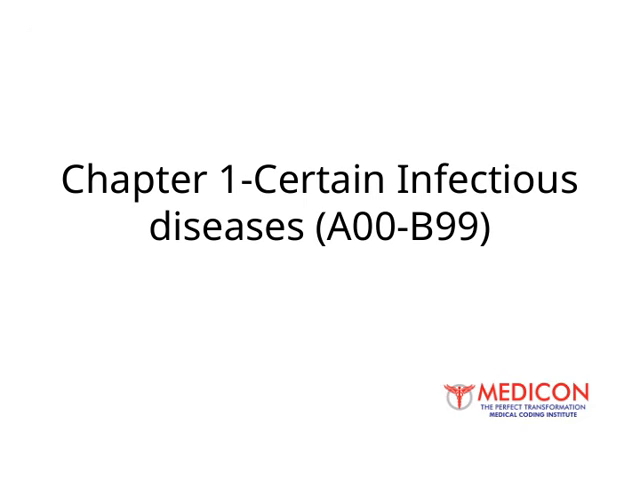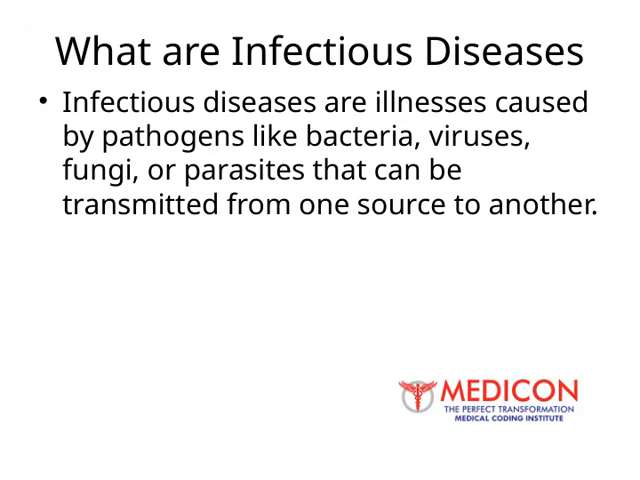Let's get started. Let's take a moment to understand what infectious diseases are. Essentially, these are illnesses caused by pathogens, tiny organisms like bacteria, viruses, fungi, or parasites. These microorganisms have the ability to cause disease in humans. What's particularly important to remember is that infectious diseases can be transmitted from one source to another, which means they can spread easily between people, animals, or even through contaminated surfaces or food. Recognizing how these diseases are transmitted is crucial for prevention and control.